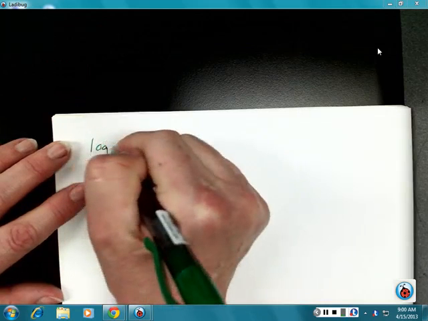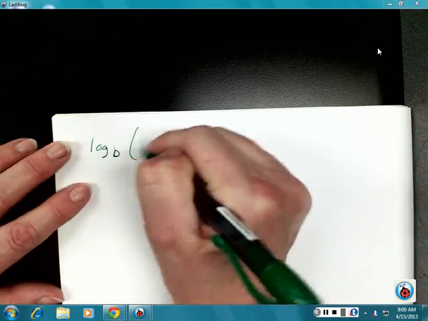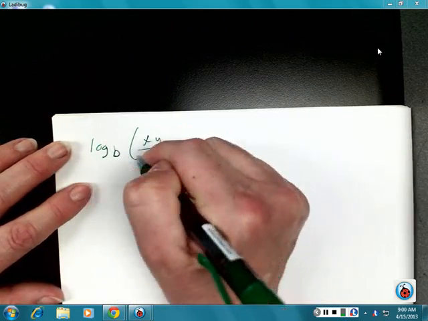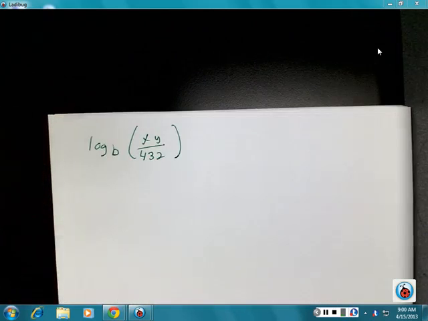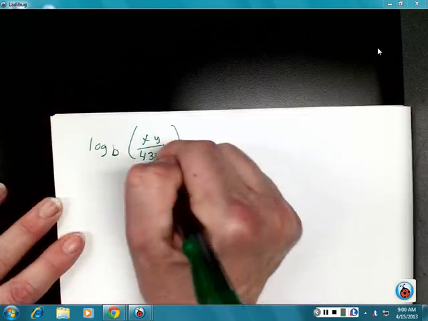I don't want to start with that one. You want to do it, but start there. They give you something like this, log b of x, y, all over 4, 3, z, I guess is what they had in there.